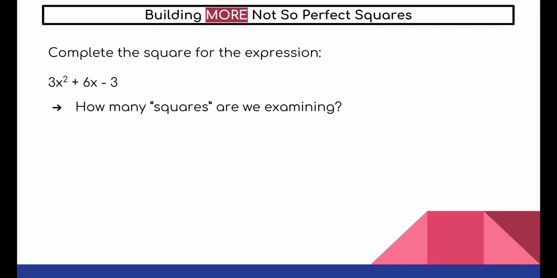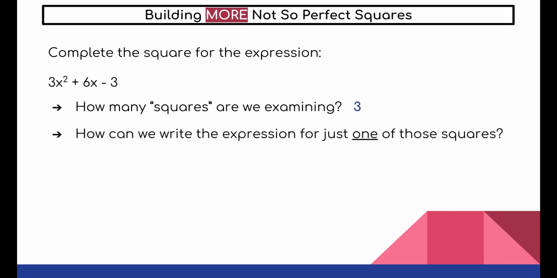So we want to ask students, how many squares, and specifically x squareds, are we examining? The answer is 3. We're dealing with 3 of the x squared. So we're trying to look at building 3 squares simultaneously. So how can we write the expression for just one of those squares? Well, we can factor out the 3 so that we're looking at just x squared plus 2x minus 1.